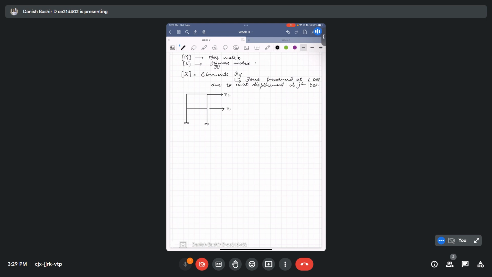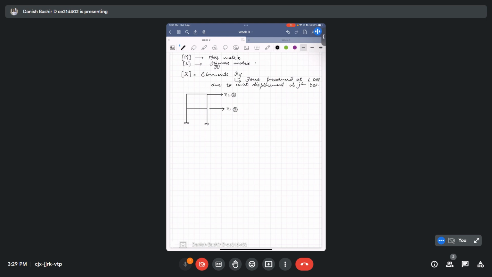So for example, we want to find k11. I told you that for k11 we have to give one unit displacement at the 1st degree of freedom and note down how much force is produced there. So this is degree of freedom 1, and this is degree of freedom 2. Keep that in mind.